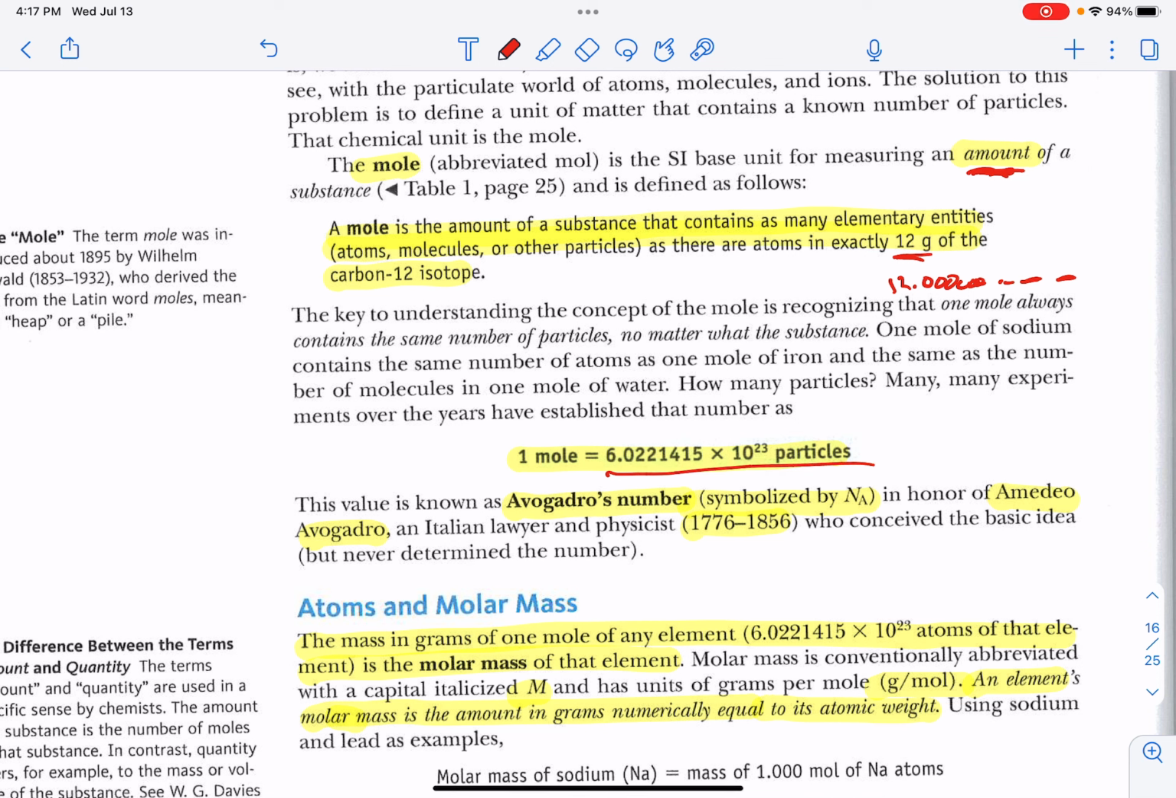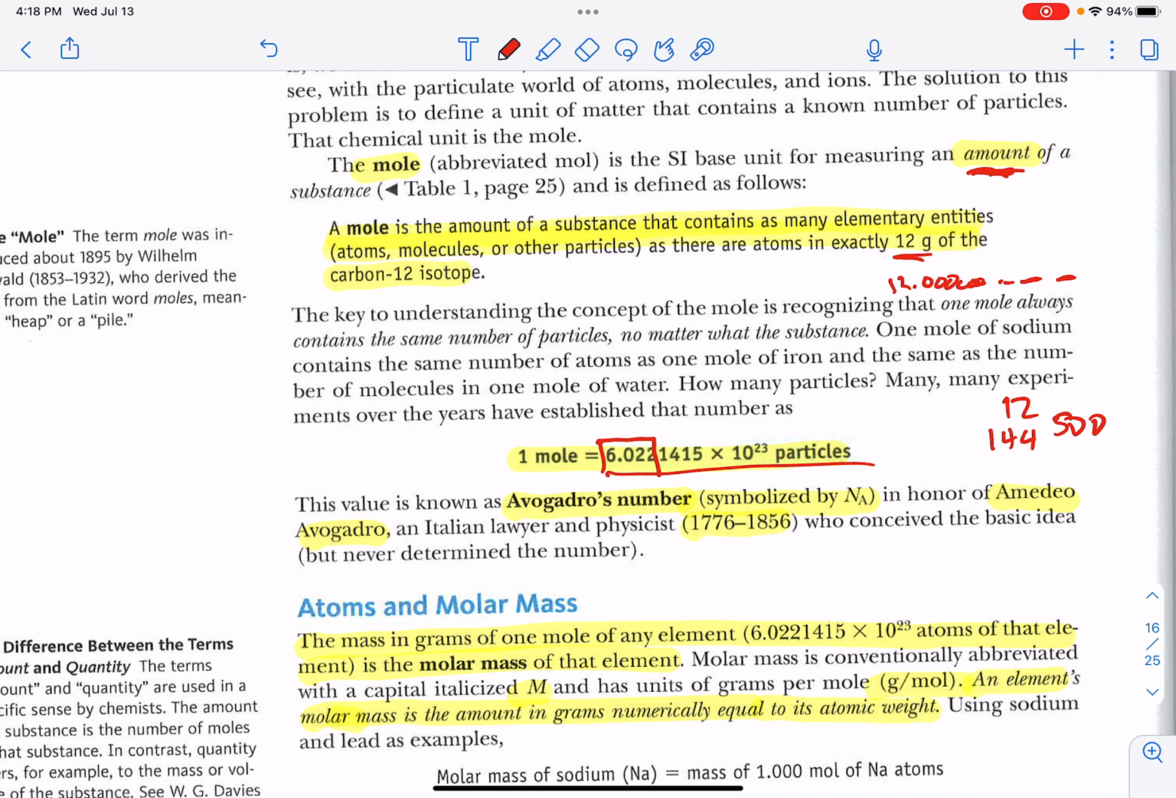It's like the number dozen is always 12. The number gross is always 144. A ream is always 500. But a mole is always 6.022. I would memorize it to 4 places.